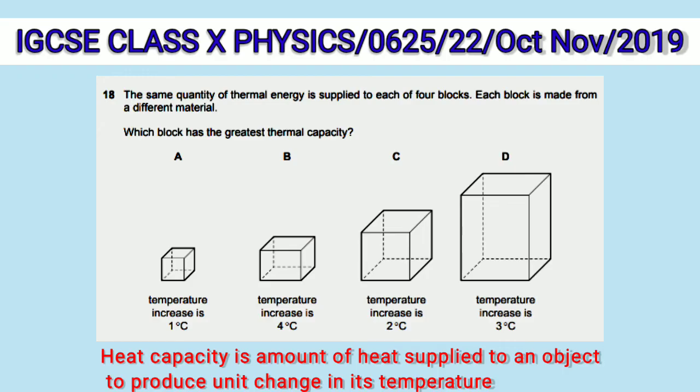has produced temperature rise in block A of 1 degree Celsius, and in B, C and D the temperature rise is more than 1. This means thermal capacity of B, C and D blocks is less compared to that of A. So we can say A has greatest thermal capacity. So the correct answer is option A.